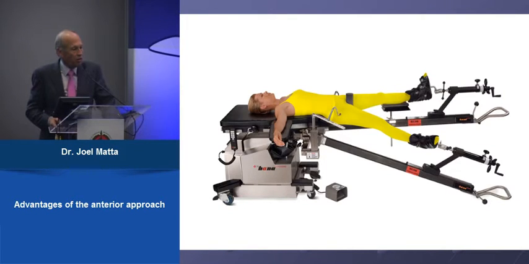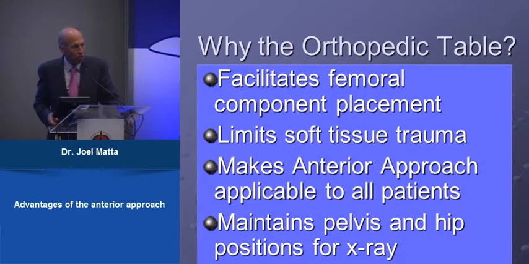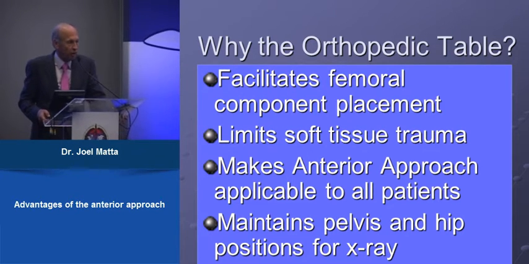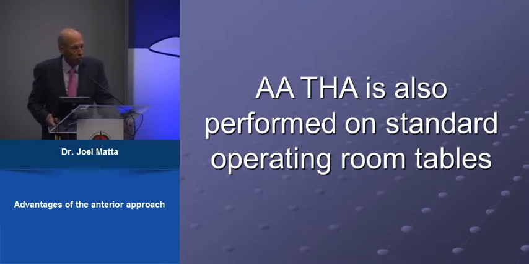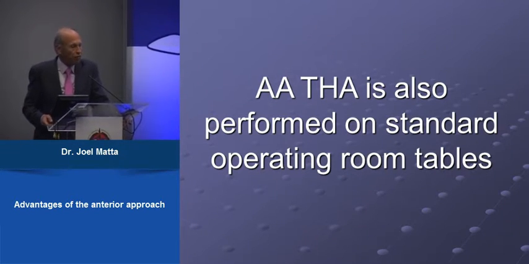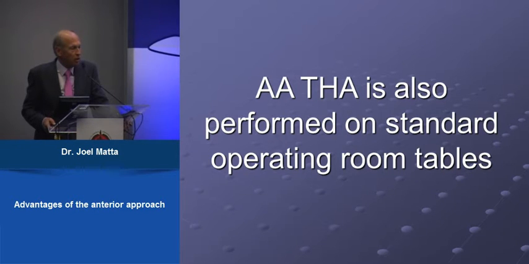I operate on the orthopedic table, supine. This is called the HANA table that manipulates the leg. It also operates inside the wound by lifting the femur more anterior for access. And why is the orthopedic table used? Because it facilitates the femoral component through this approach, limits soft tissue trauma while doing it, makes the anterior approach applicable to all patients, and also aids with intraoperative x-ray. Anterior approach, however, is also performed effectively on standard operating room tables.